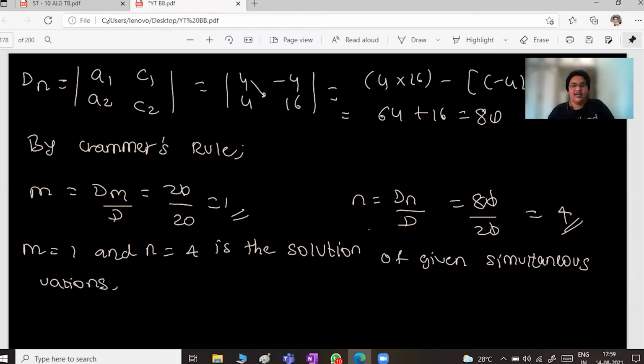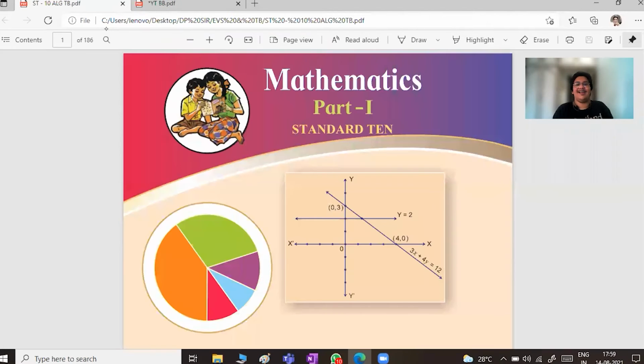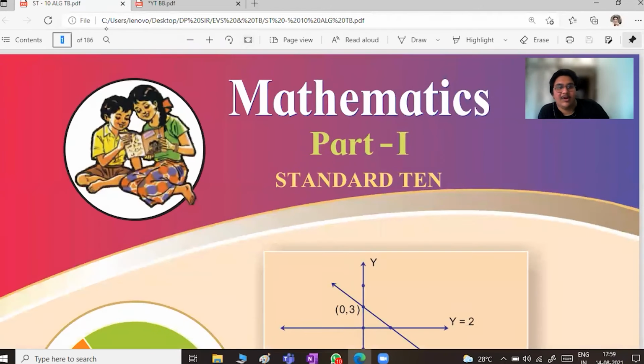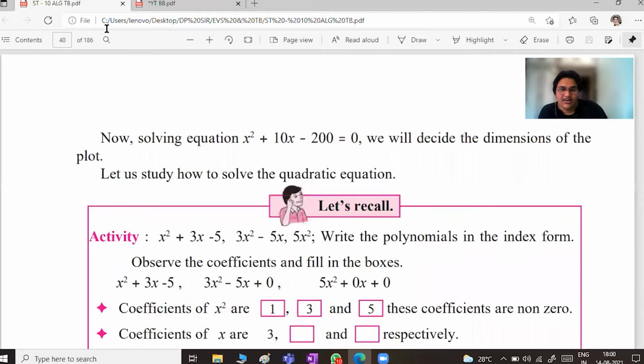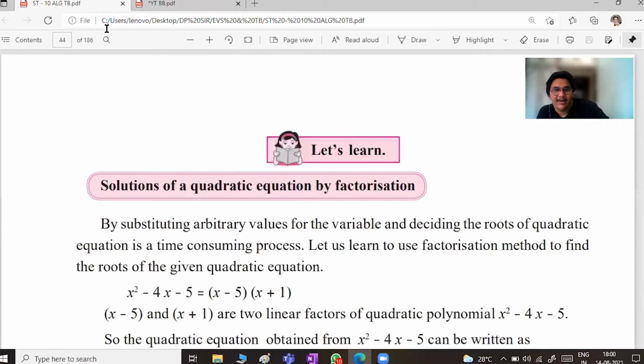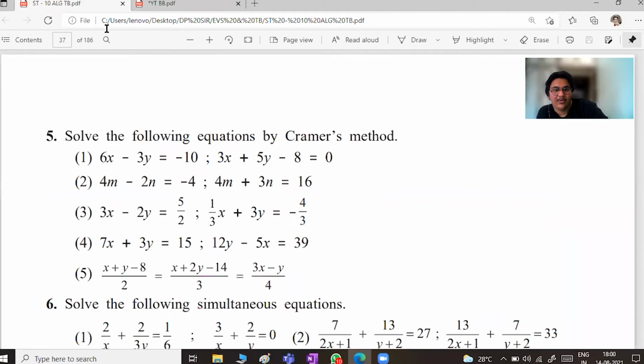So we are not doing anything new. I hope the recording is started. Let me open the textbook. Let me quickly jump to page number 40. Oh no, this is not it. Oh, this is something else or what? Here is question number 5.